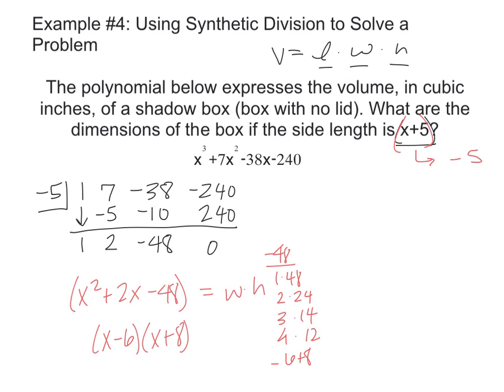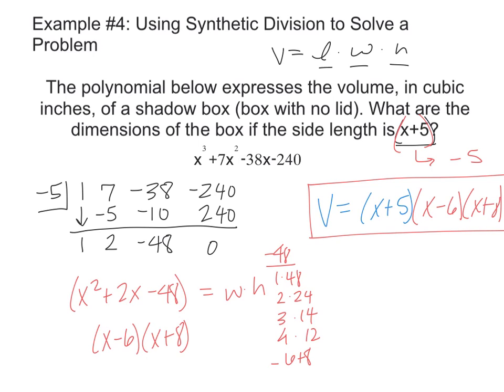So the dimensions of our box, the volume will be x plus 5, which was our first expression given to us, and then the other two that we found on our own, which are x minus 6 and x plus 8. And we're going to move from there.